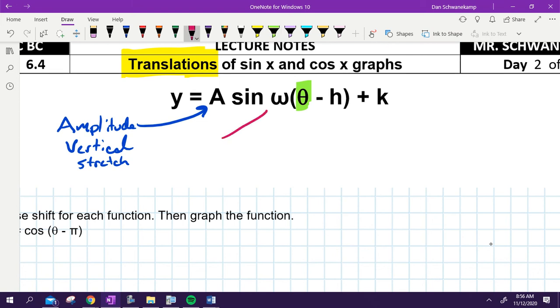The omega, the thing multiplied by your x, or in this case, in front of my theta, what is that going to do to my graph? That is a horizontal shift. It's going to change my period length, yes. It's not my period length. It's going to change my period length.